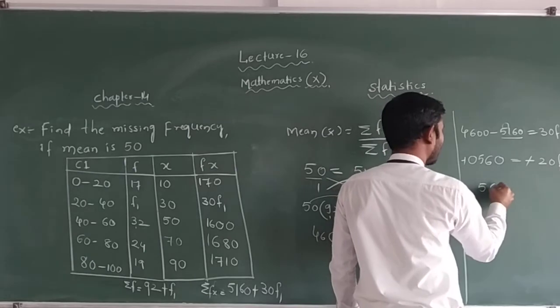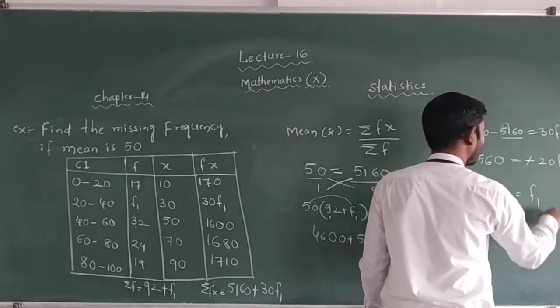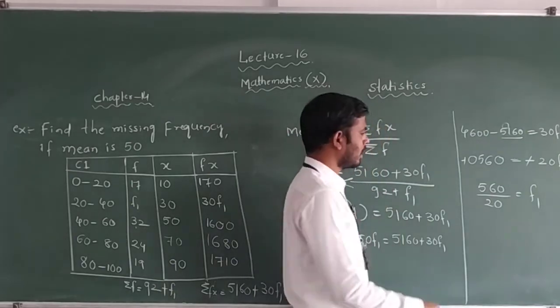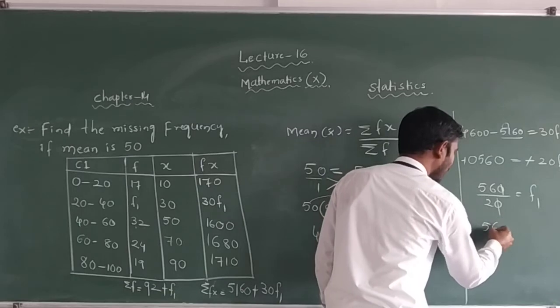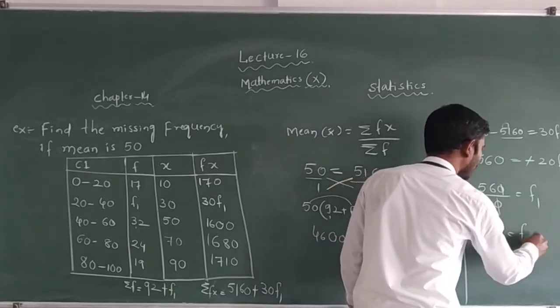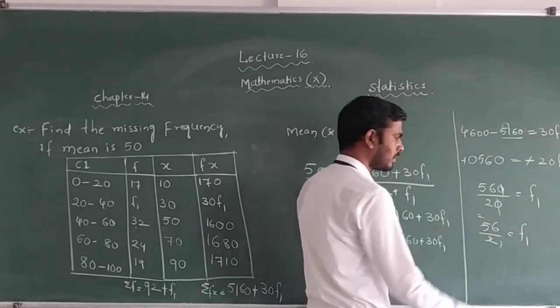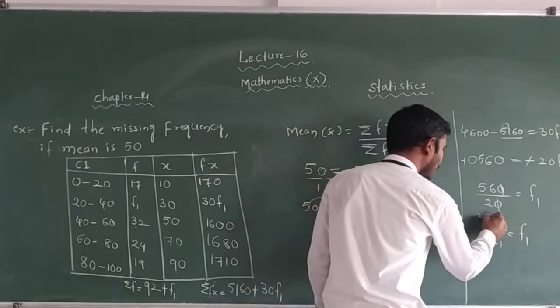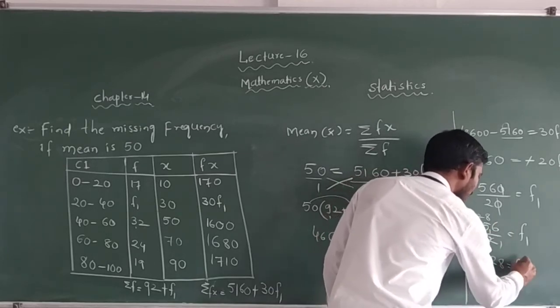Equal to 560 divided by 20 equals f1. The 0 gets cancelled. Divide 56 divided by 2 equals f1. 2 ones are 2, 2 twos are 4, remainder is 1, 2 eights are 16. So f1 equal to 20.